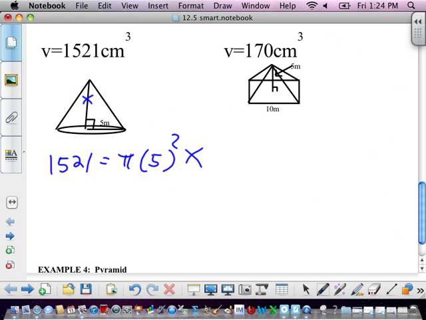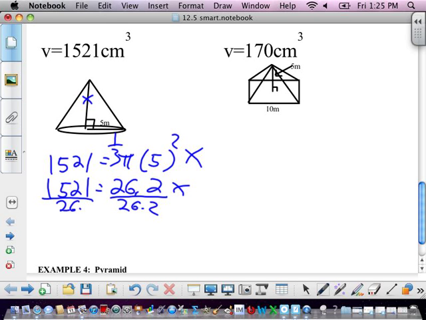What's 5 times 5? 25. Why would it be 1/3? Oh, there is a 1/3. Okay, it's 25 times pi divided by 3 gives us 26.2. That is x. We divide. So we get 1,521 divided by 26.2. And we're going to find that the height is 58.